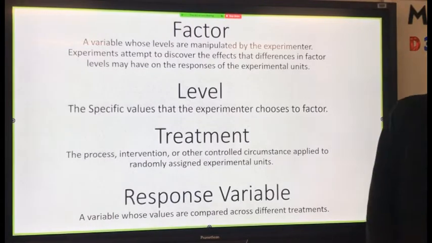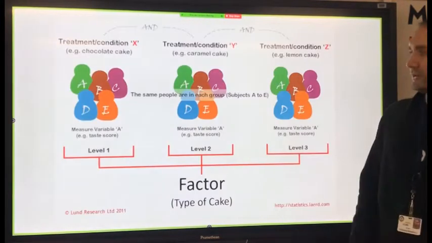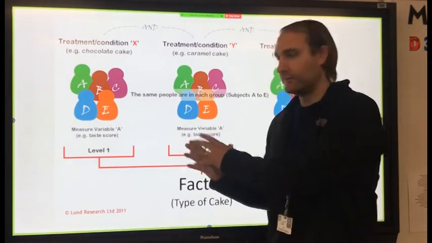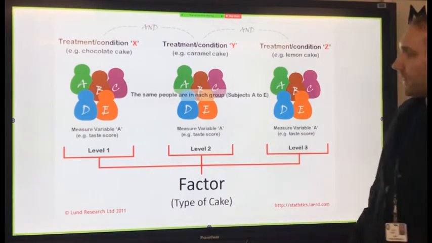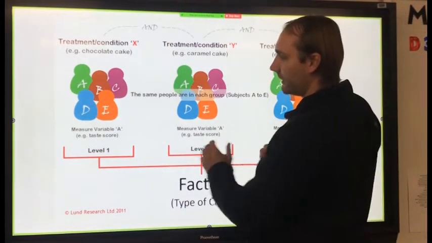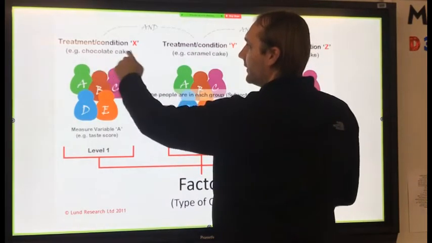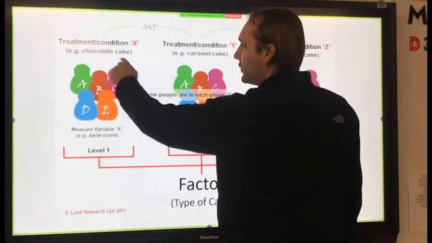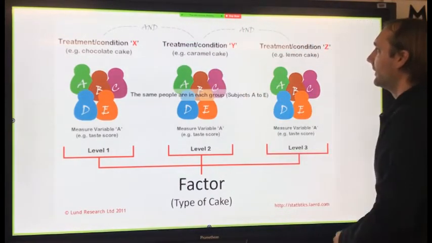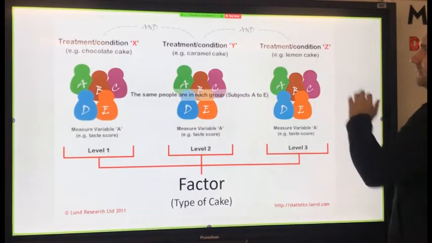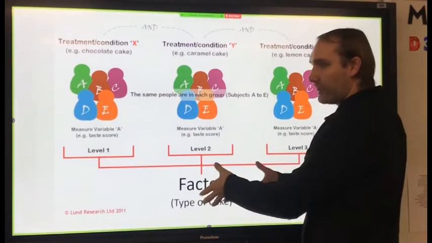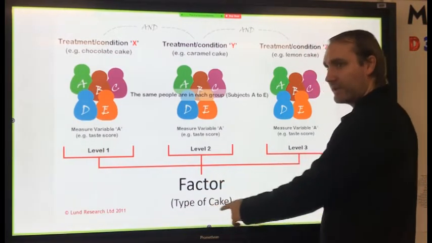Now, unlike you, or maybe like you, I prefer pictures. So this whole thing I'm doing is an experiment. I have different levels within these factors. Notice, what am I trying to experiment? I'm using a treatment here. This treatment I'm calling X is chocolate cake. This treatment here I'm calling Y is caramel cake. This treatment here, Z, is lemon cake. So treatments are the different types of the factor, and what is my overall factor? It's the type of cake.